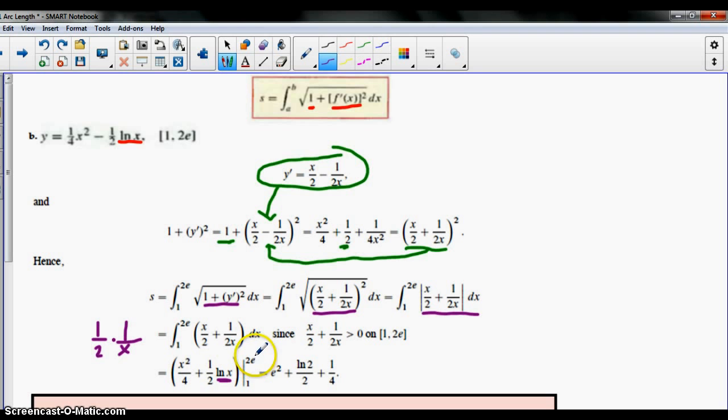Plug in your values, 2e squared over 4. The 4's will cancel out, so you get e squared. The ln of 2e, that we can also evaluate. We can split that up into ln2 plus ln e by log expansion properties, multiply them each by a half, and then subtract. When you plug the 1 in, you have a fourth, and then over here, the natural log of 1 is 0, so we never quite see that term, so we just get the fourth. And here's your final answer, e squared plus ln2 over 2 plus 1/4.